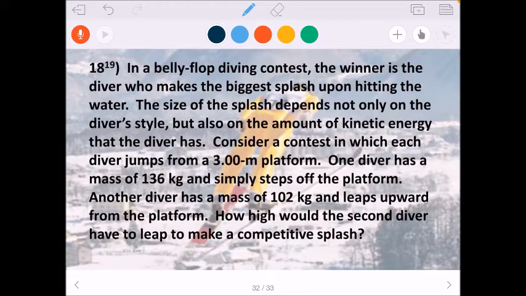In a belly flop contest, the winner is the diver who makes the biggest splash upon hitting the water. The size of the splash depends not only on the diver's style, but also on the amount of kinetic energy the diver has. Consider a contest in which each diver jumps from a 3-meter platform. One diver has a mass of 136 kilograms and simply steps off the platform. Another diver has a mass of 102 kilograms and leaps upward from the platform. How high would the second diver have to leap to make a competitive splash?